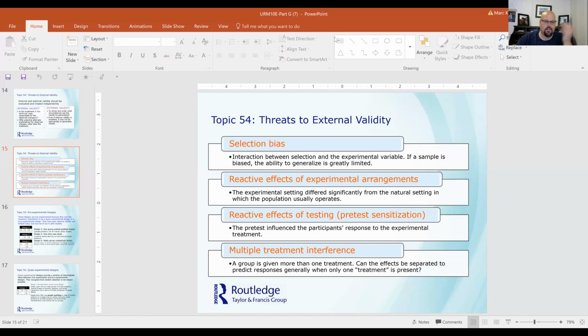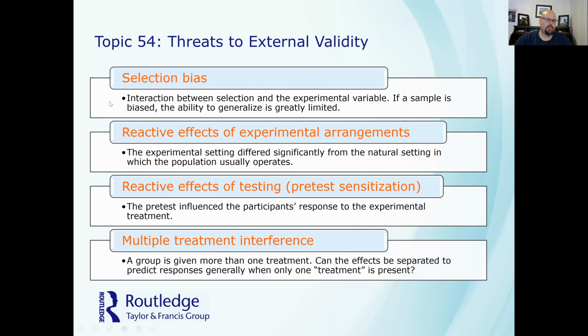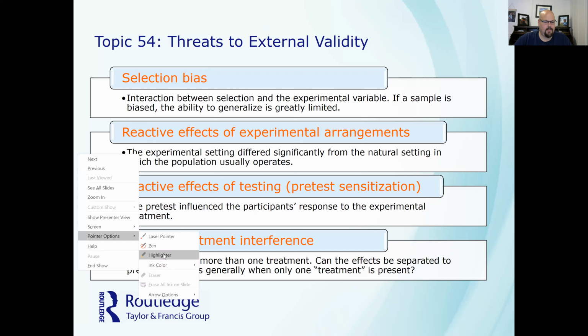So threats to external validity, we'll look at those, include things like, again, selection bias. Oh, dang it. My highlighter disappeared on me, and my color did.